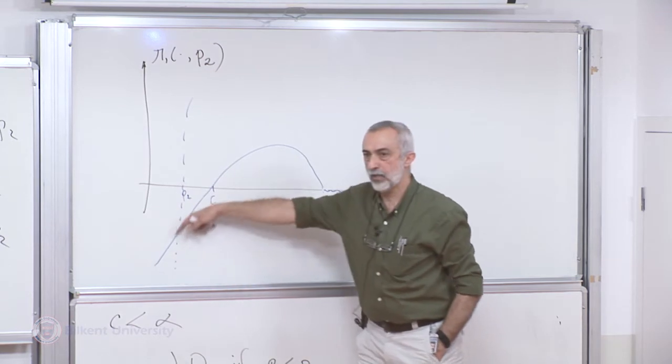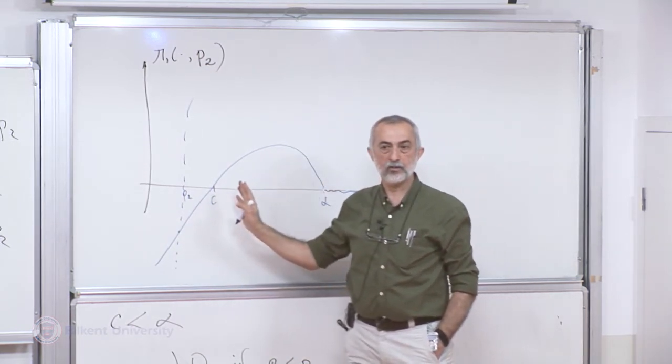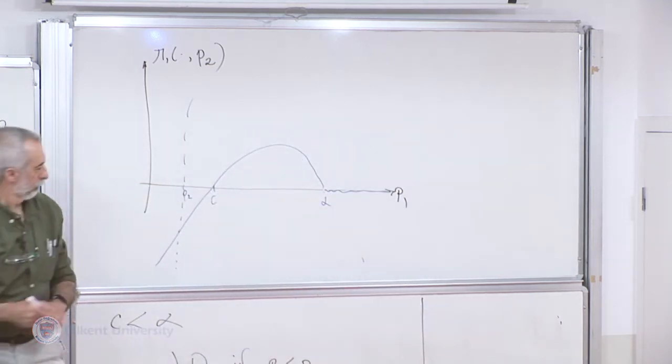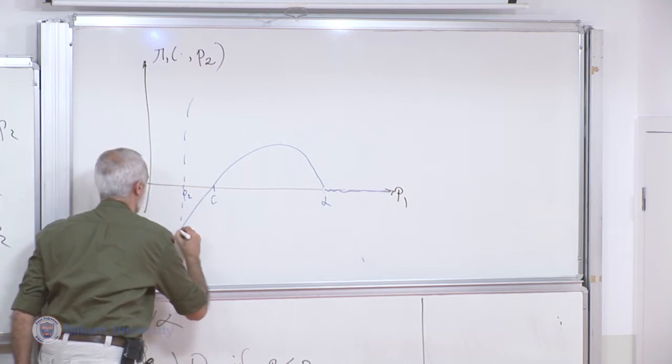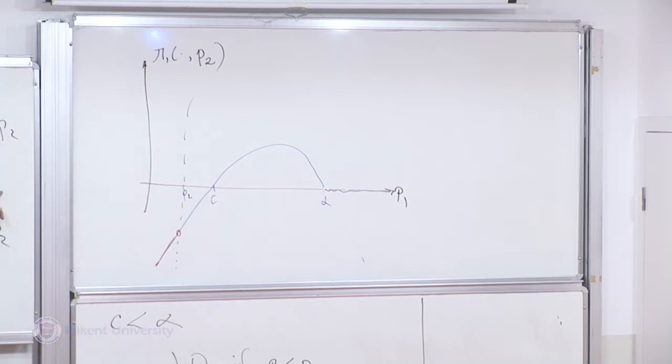Then our function behaves like this blue function, only on the left of P2. So our function will behave like that only on this region. When P1 is equal to P2, what happens?